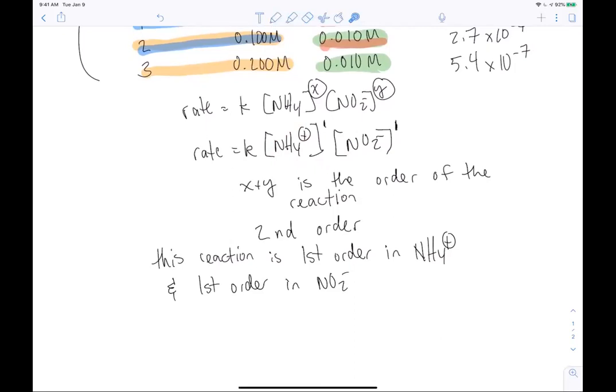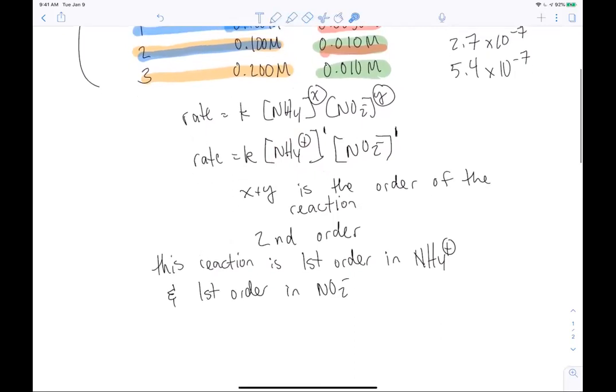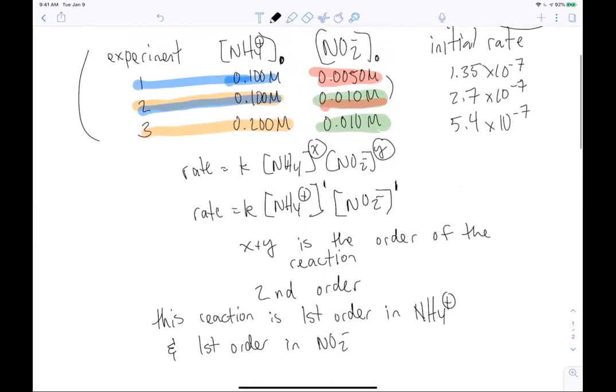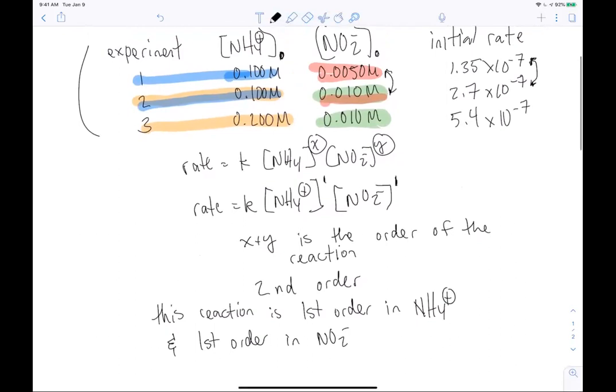Yeah, determining x and y. If you want to set it up mathematically, we can say, let's look at the first one. If we look at this one, I'm trying to understand how this change between here and here is related to this change here and here.